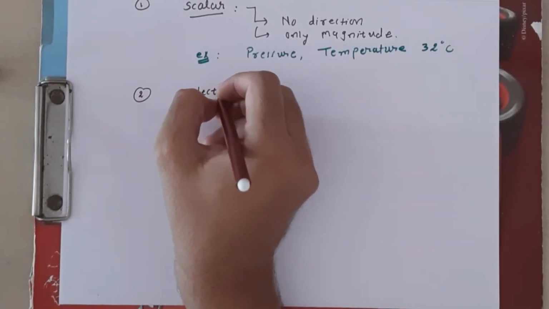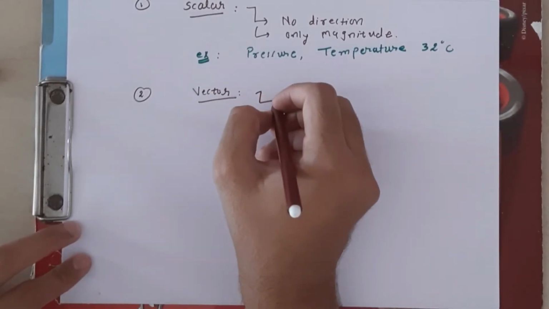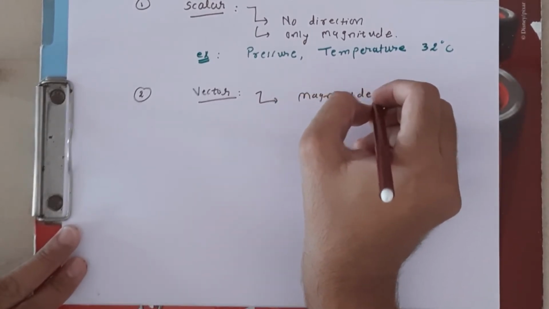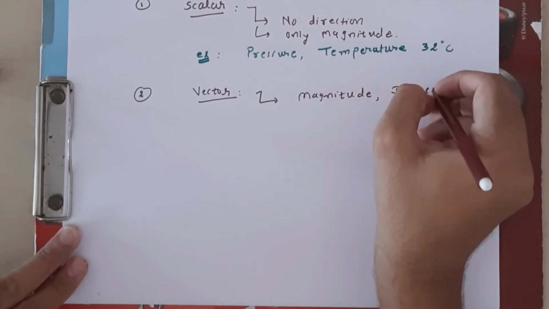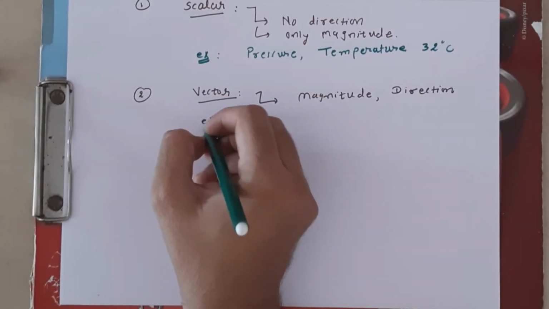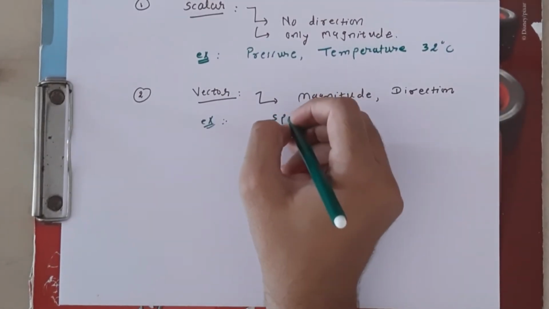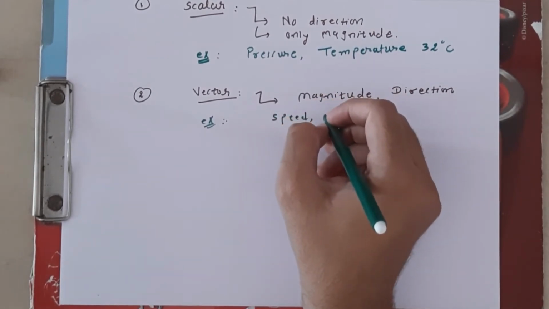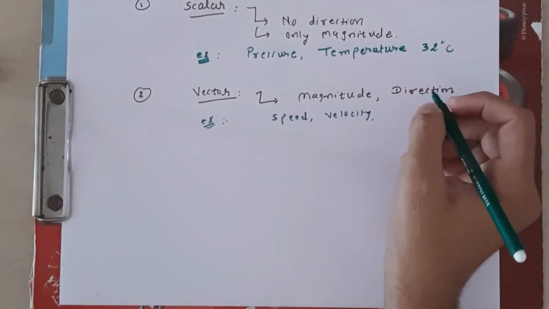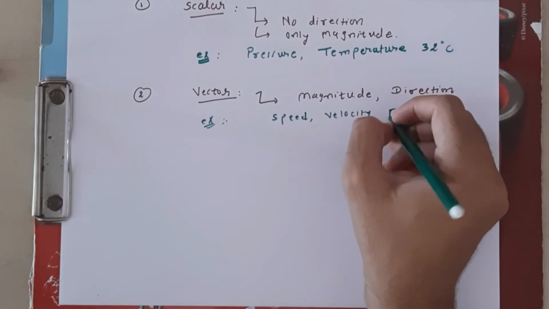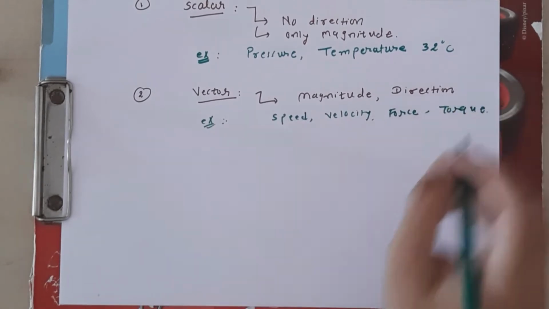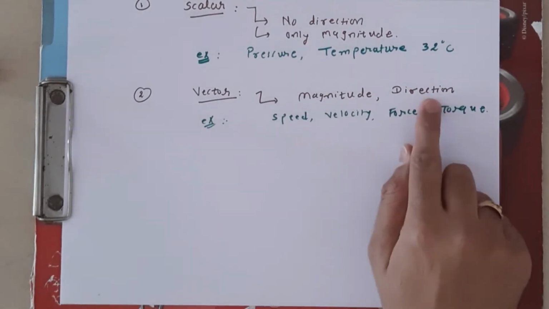Second is vector quantity. What do you mean by vector quantity? Vector quantity has magnitude as well as direction. For example, speed, then velocity, acceleration, all are known as vector quantities. Force, torque, all are examples of vector quantity. So vector quantity has a magnitude as well as direction.